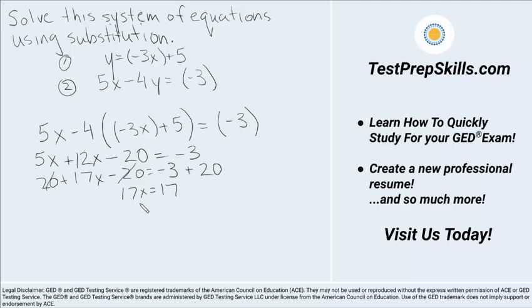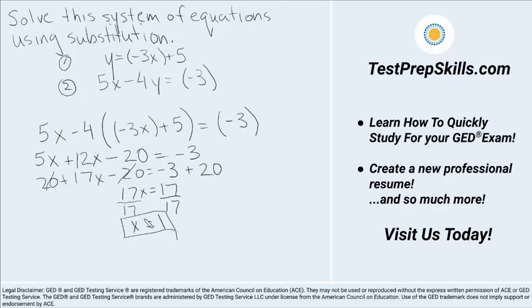One final step to isolate for this x. We need to see the 17 is multiplied by x, so we need to do the opposite, so we need to divide by 17. And we're going to need to do that on both sides of our equation. 17 divided by 17 is just 1, so this is just x equals 17 divided by 17, which once again is 1. So our x is equal to 1. Okay?